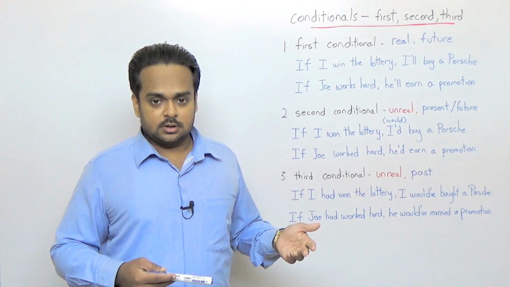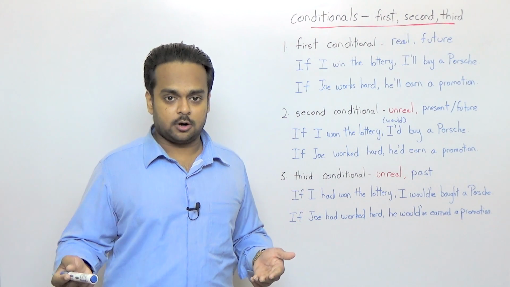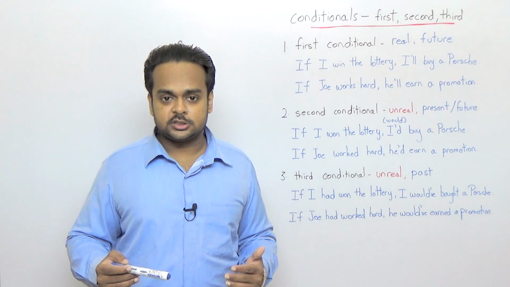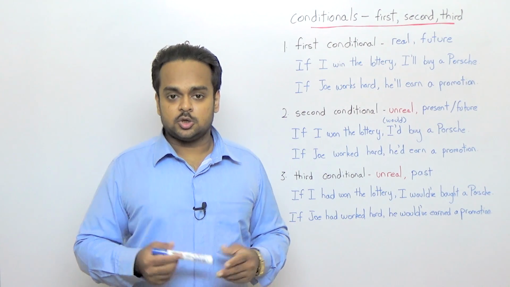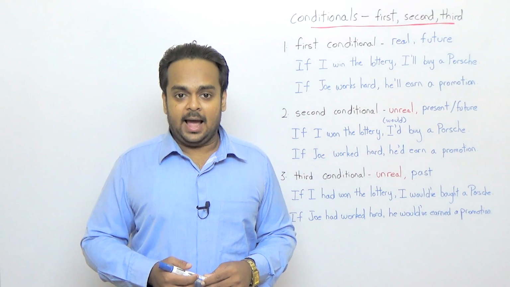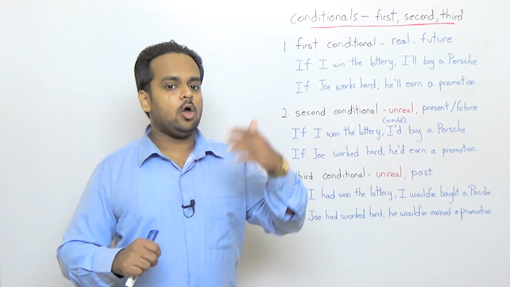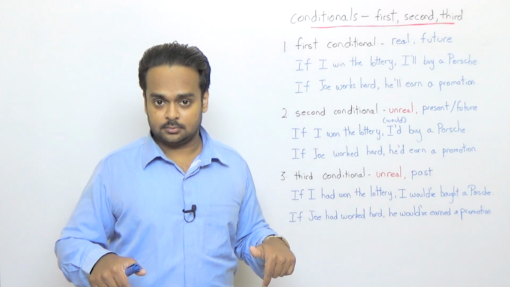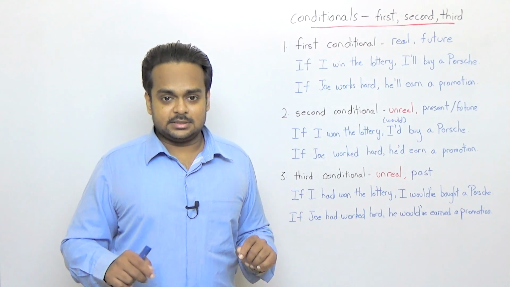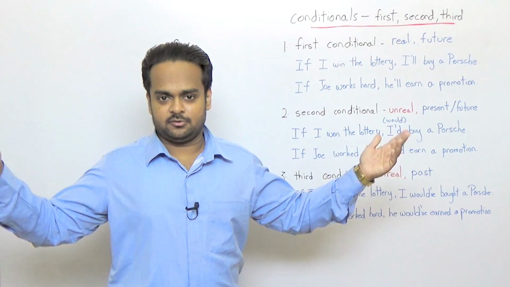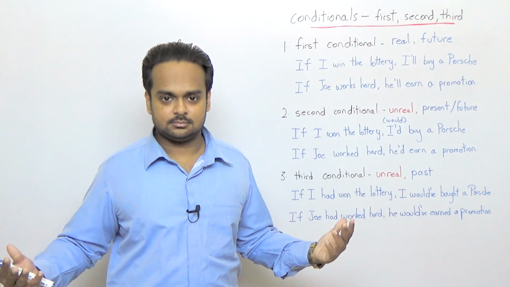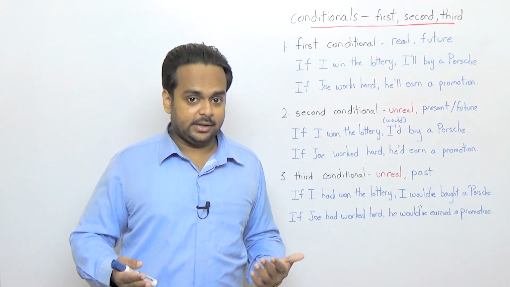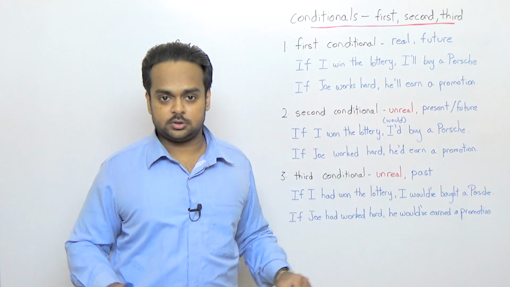Both of these sentences talk about situations in the future, but we can also use the second conditional to talk about imaginary or unreal situations in the present. So I could say, if I had wings, I would fly all over the world. I'm not talking about the future, I'm talking about right now. But also notice that this is not possible. It's not possible for me to get wings or grow wings. But I'm imagining an unreal situation. If I had wings, I would fly all over the world.